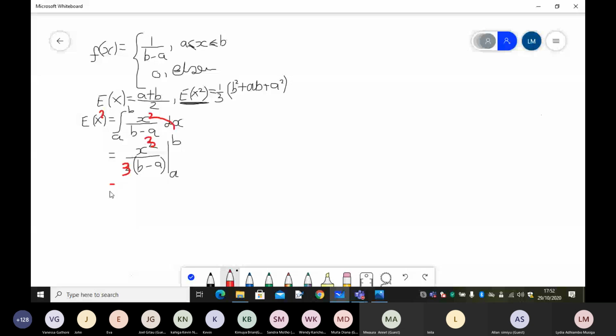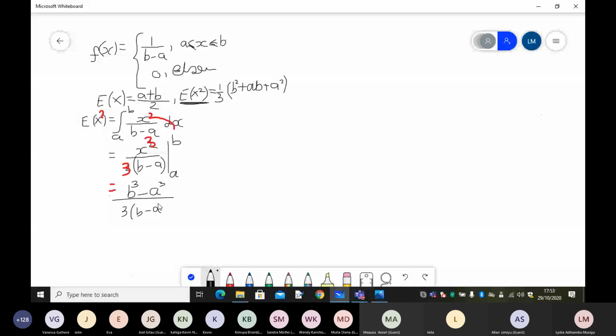So we substitute for X cubed by B and A. So we have B cubed minus A cubed over 3 into B minus A. But we have still not shown what is required.